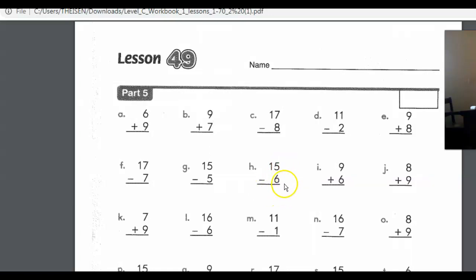What can you do for that one? Your answer here has got to be 9 or 10, right? So would 10 plus 6 be 15? No, 10 plus 6 would be 16. So it's got to be 9 plus 6, right?